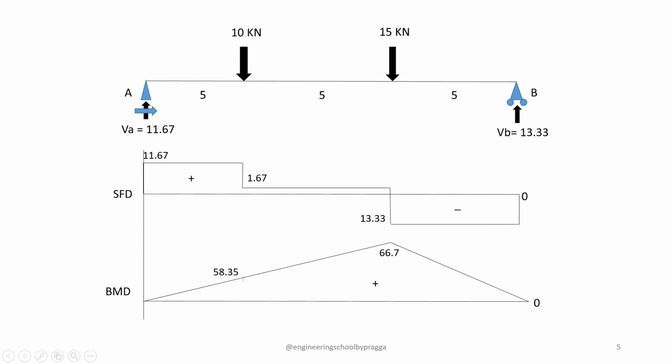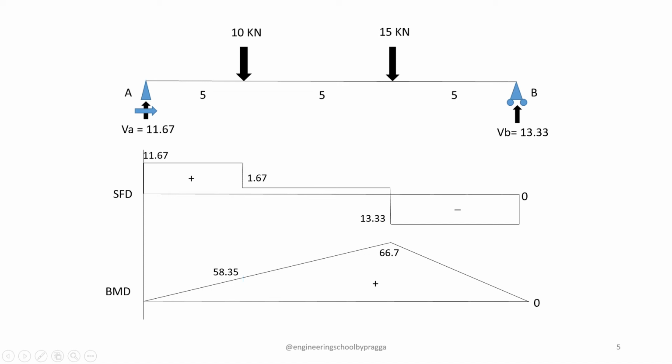Then after 5 meter distance, the next point will be 11.67 minus 10, which is equal to 1.67. And after another 5 meter distance, it continues to the point of the 15 kilonewton downward force, where the next point will be negative. That means 1.67 minus 15 is equal to 13.33 downward, and then it continues to point B, where 13.33 minus 13.33 force at B intersects at 0. So this is the SFD of this beam bar.